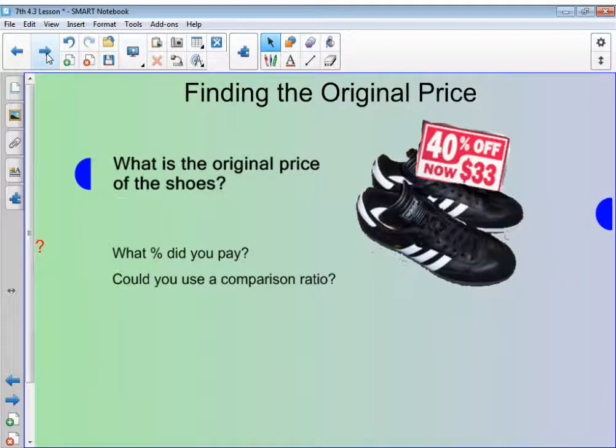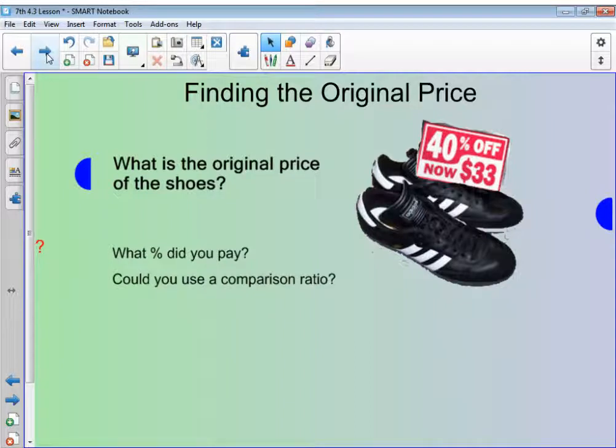Okay, so the third type of scenario is where they're going to ask us to find an original price. So it says, what is the original price of the shoes? What percent did you pay? Could you use a comparison ratio? This is where I would say proportions would be awesome. Not that that's the only way to solve them, but to me, proportional is going to be very visual and very easy to do. Yes, you can set it up similar to what we did on the other ones.